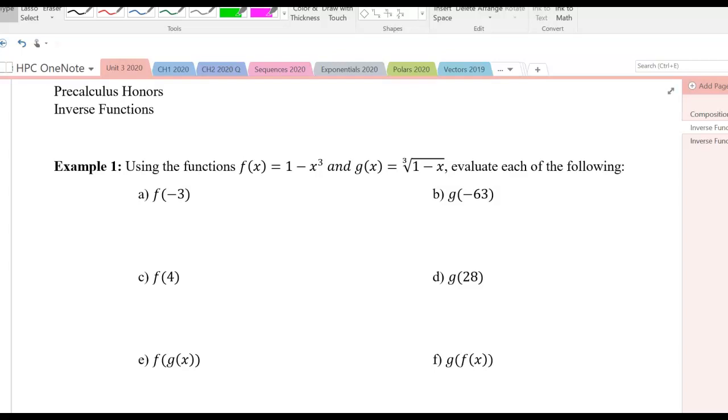So we may have started this in class but we may not have finished it, so we're going to go through the whole lesson from start to finish. You can fast forward as needed.